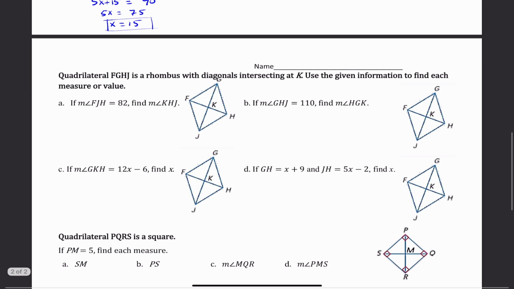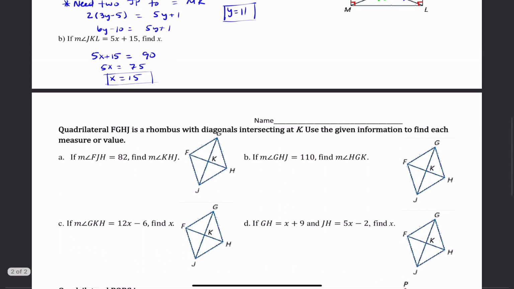Now, let's go ahead and take a look at these rhombi here. And remember the diagonals of a rhombus. Remember that the diagonals of a rhombus, they're perpendicular, and they also bisect angles. So if I were to take a look at quadrilateral FGHJ, which is a rhombus with diagonals intersecting at K, use the given information to find each measure of value.